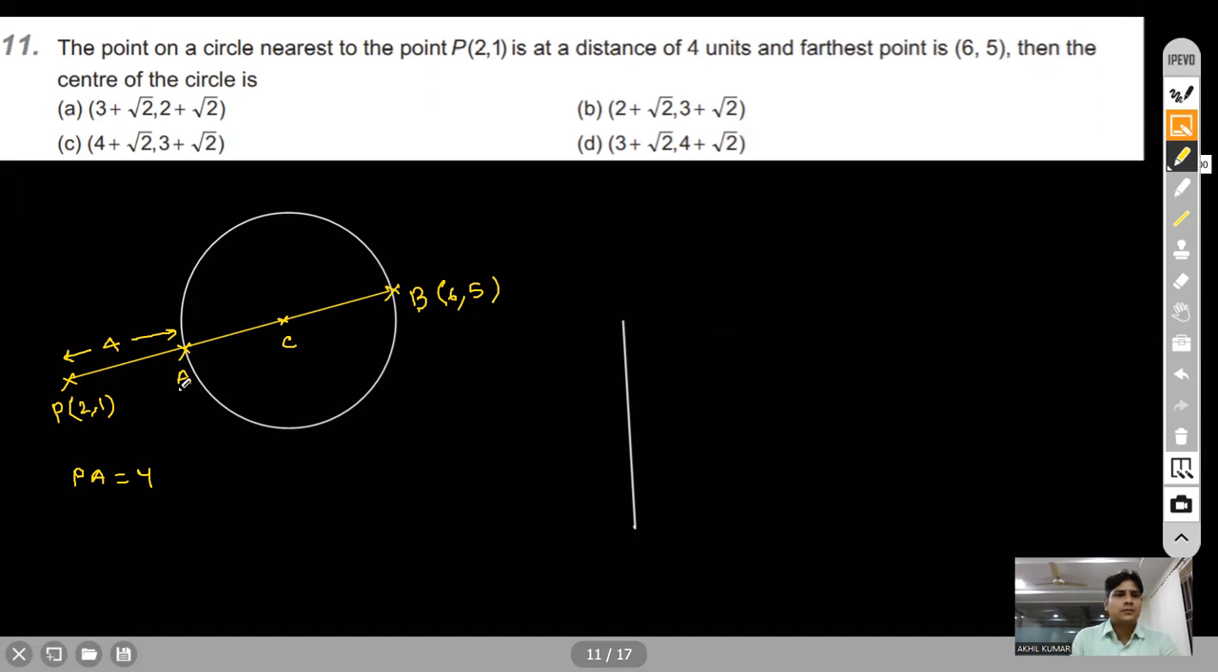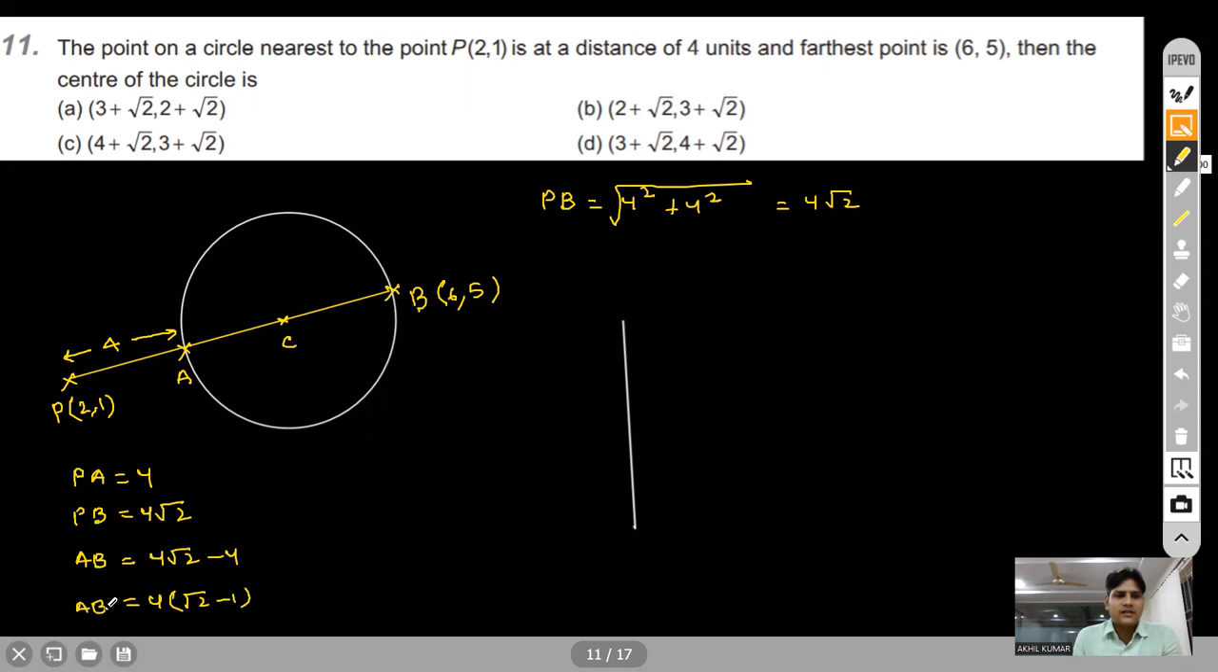So PA is given as 4 and the farthest point is 6, 5. We can find the distance PB. What will be PB basically? PB will be the square root of (6 minus 2) squared plus (5 minus 1) squared, that is 4 squared, so 16 plus 16, that will be 4 root 2. This PB will be 4 root 2. So we can say AB will be 4 root 2 minus 4, right? Taking 4 common, that is 4 into (root 2 minus 1). That is the length of AB.